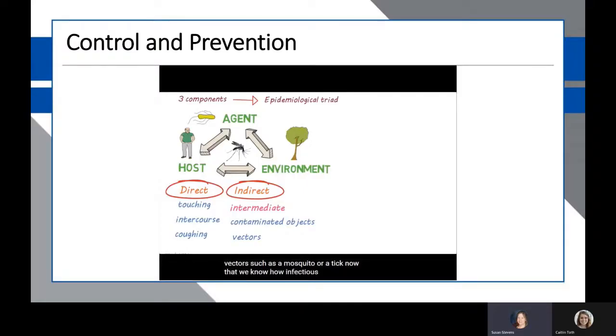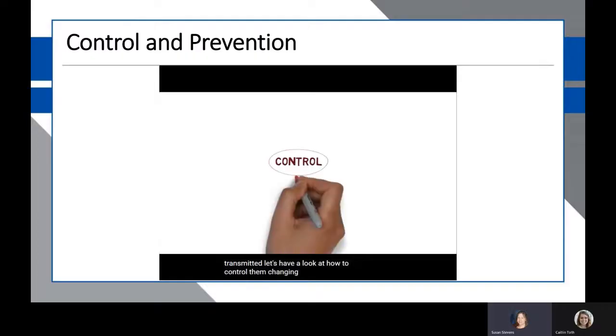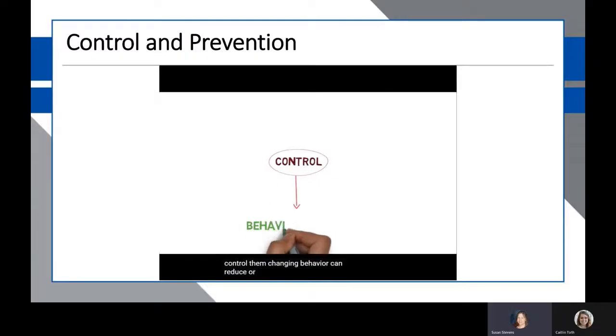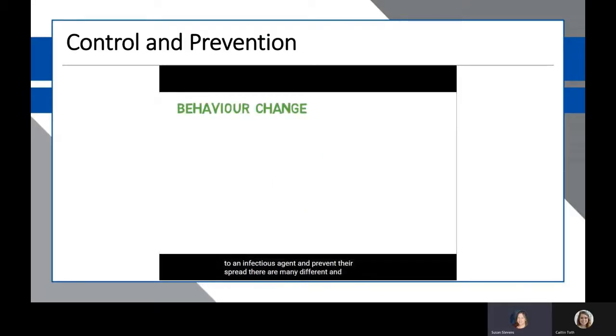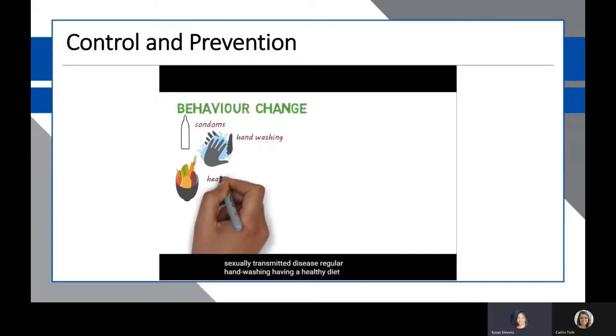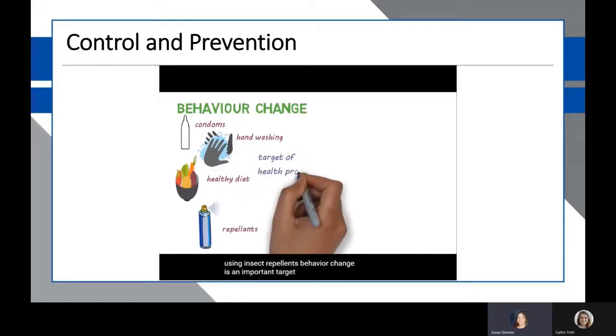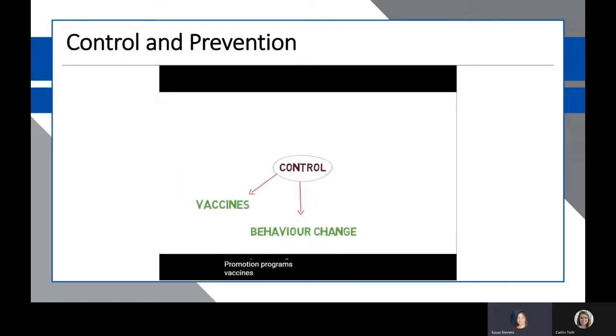Now that we know how infectious diseases are transmitted, let's have a look at how to control them. Changing behavior can reduce or eliminate the risk of exposure to an infectious agent and prevent their spread. There are many different and sometimes simple health behaviors that can be adopted, including using condoms to eliminate or reduce the risk of sexually transmitted disease, regular hand washing, having a healthy diet, or using insect repellents. Behavior change is an important target of health promotion programs.